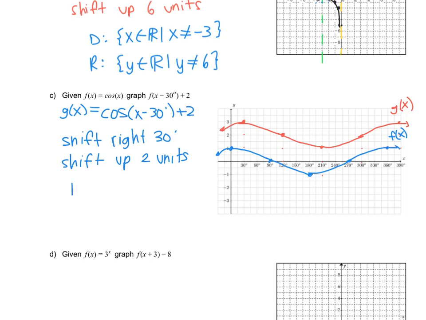Now we can state our domain and range. The domain is always x is an element of all real numbers. And the range will be based on our new max and mins. So our minimum is now at 1. So y has to be greater than or equal to 1, but less than or equal to 3, which is our new maximum. So that's our new cosine function.